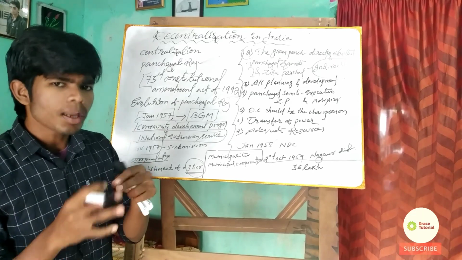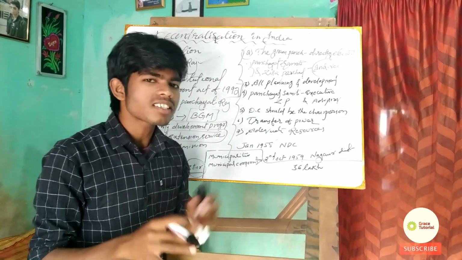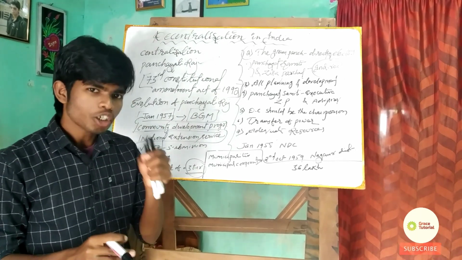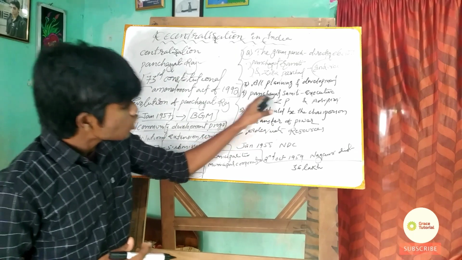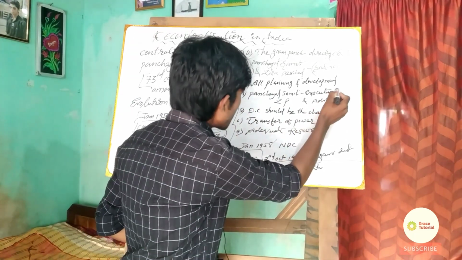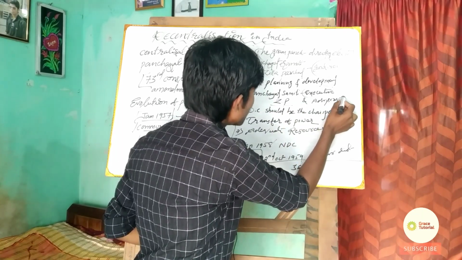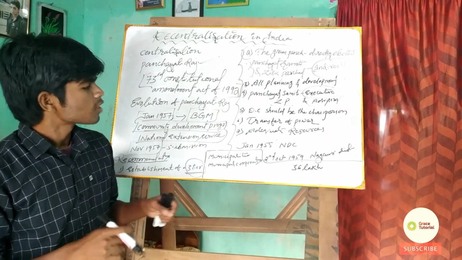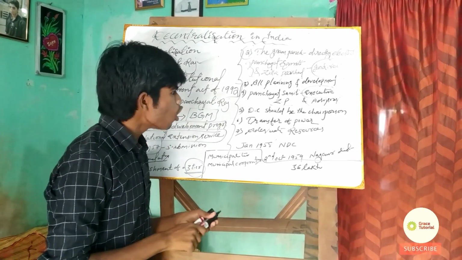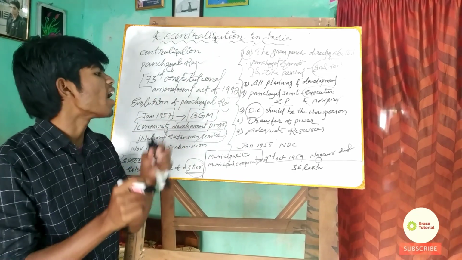What is recommendation number three? All the planning and developmental activities should be entrusted to these bodies. Recommendation number four, the Panchayat Samiti should be the executive body, whereas the Zilla Parishad should be the advisory or coordinating body. The district collector should be the chairperson of the Zilla Parishad. That is recommendation number five.